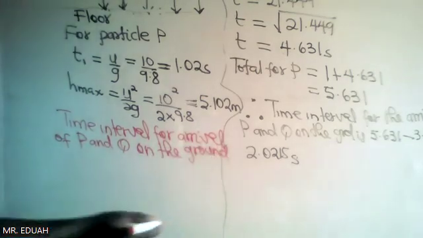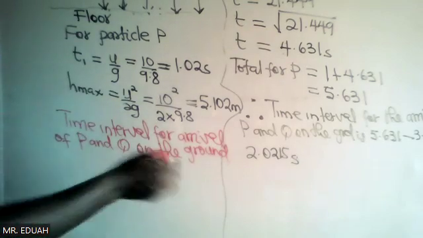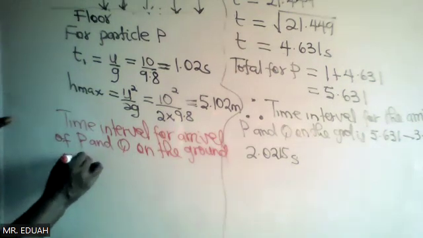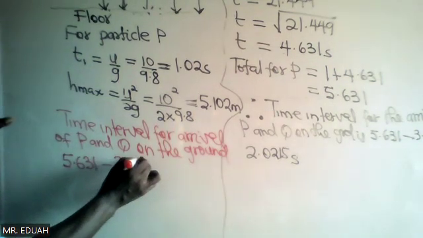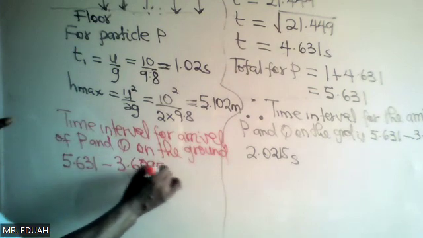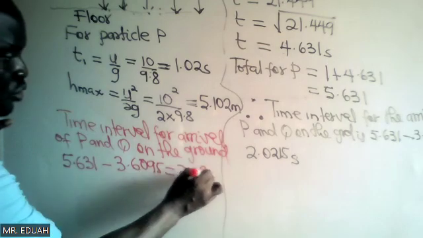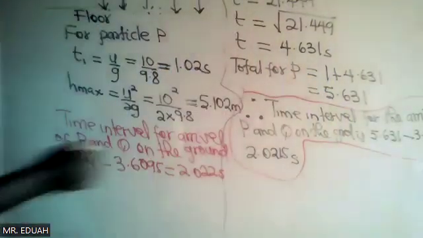So after having the time for P and Q, you just conclude 5.631 minus 3.6095. And the interval is 2.02, maybe 2 seconds. So Yasmin, this is what I have here.